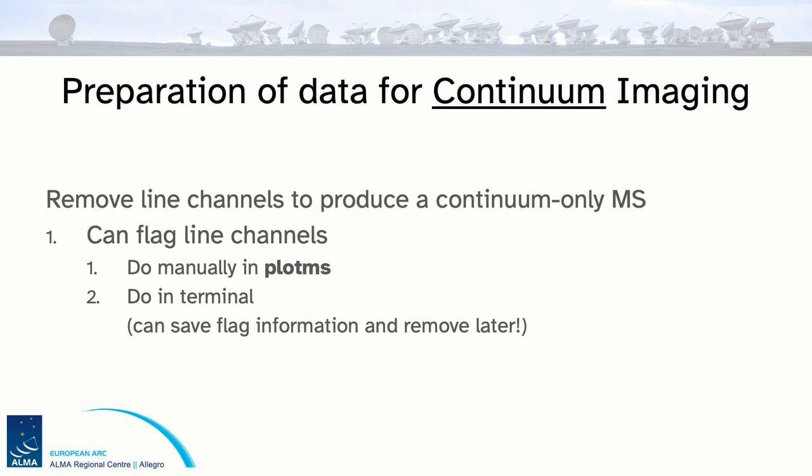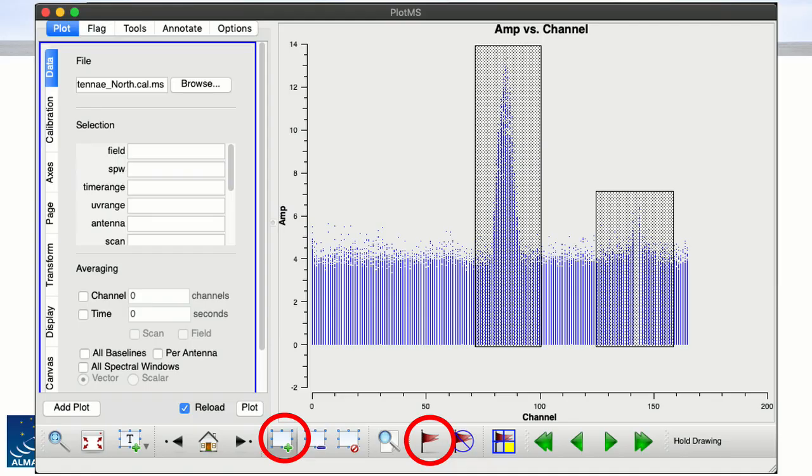Starting with continuum imaging, we will need to inspect the data to flag line channels. This is something that you can do manually in plotms, but the best way to do this is within the terminal. Here I'm showing you how you can manually select channels for flagging in the plotms GUI. In the center of the spectral window is the bright CO 3-2 line, which we want to flag, and to the right of this we have an atmospheric line that should also be flagged. Once you select the visibilities, you can hit the red flag button to flag those channels out.